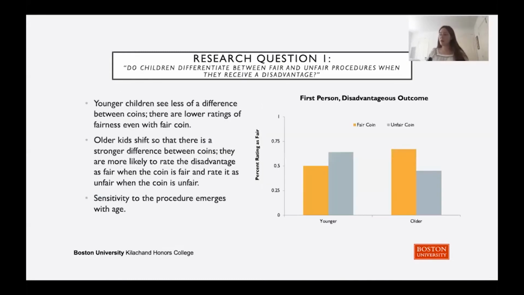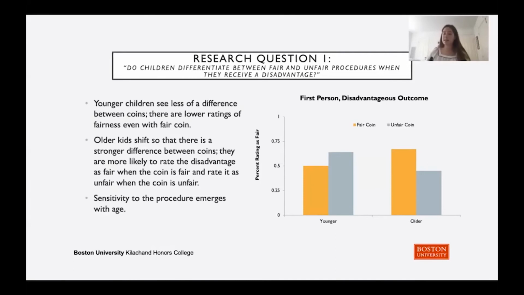So going back to our first research question, we found that when children received a disadvantage in the first person trial, so when they're receiving 1 sticker instead of 6 stickers, they aren't clearly differentiating between the coin used. So they're not rating either coin as particularly fair, even the fair coin. Older children, however, give higher ratings for the fair coin overall than they do for the unfair coin, even though they're receiving the same disadvantageous outcome as the younger children.